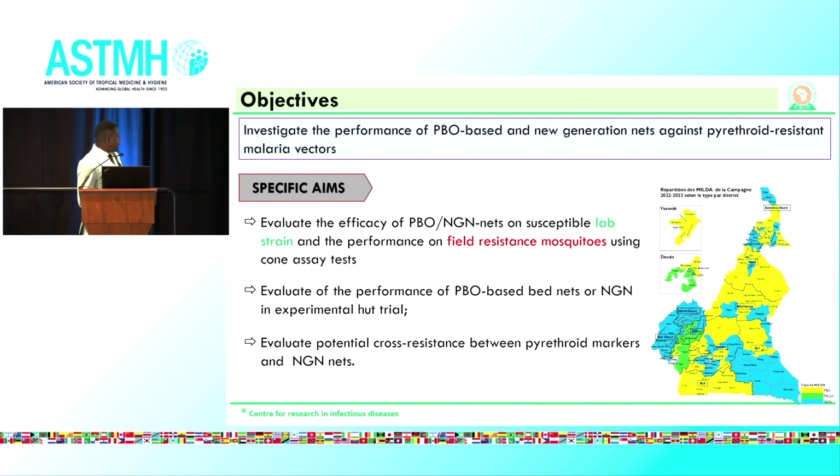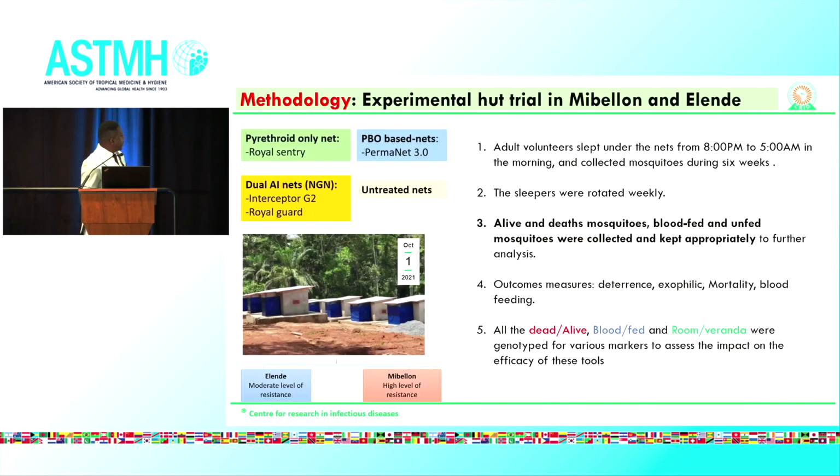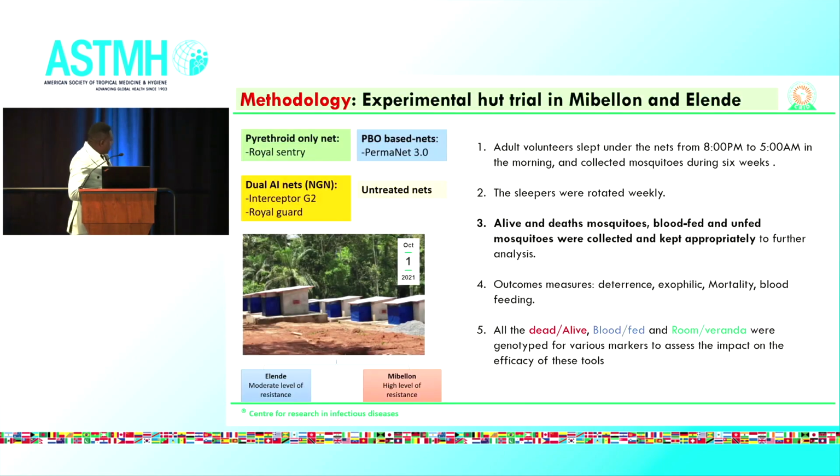So we just learned that, based on the level of pyrethroid resistance, which is very intense in those locations. So what we did was to conduct experimental hut trials in 2 locations. So you have experimental hut stations in 2 locations. In Olenge, where you have a very moderate level of resistance to pyrethroid, and in Nebelong, where the level of resistance to pyrethroid is very high.